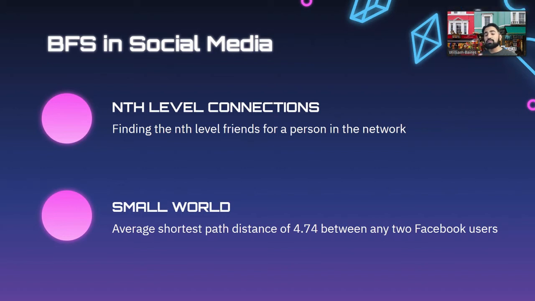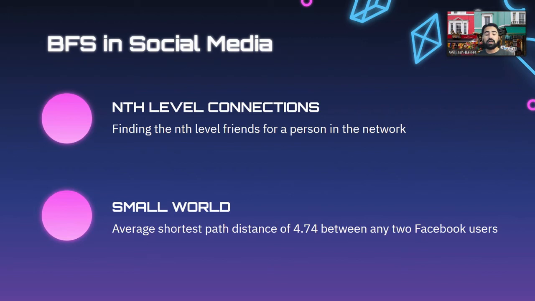Looking further at the utility of BFS in social media, similar to that mutual friends list that we were just talking about, that nth level connection statistic can actually be really useful for creating friend suggestions. So maybe that friend isn't on your mutual friends list. Maybe there are 2 degrees of separation. That person might show up as a suggested friend.